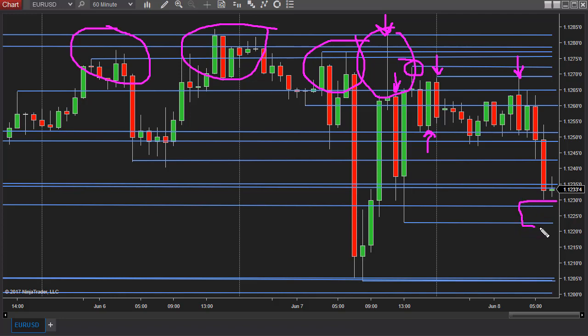Now, if they happen to break through this area, then we could potentially see it move down to the 1200 area.